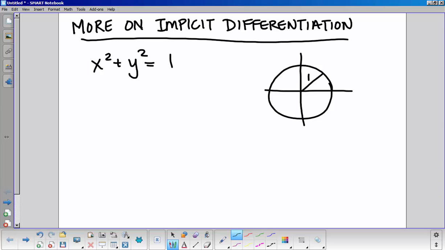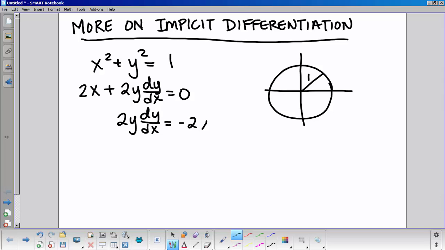We say 2x plus 2y dy/dx equals 0. So 2y dy/dx equals negative 2x, and dy/dx equals negative x over y, right?